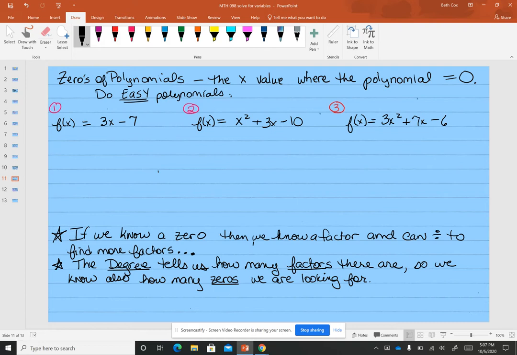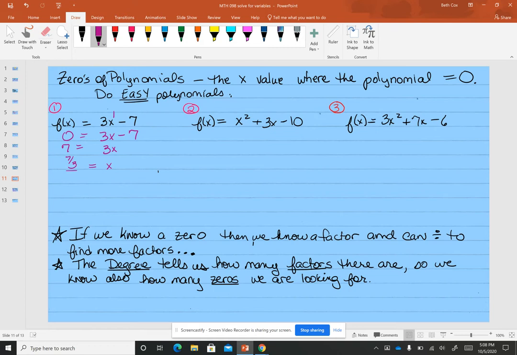Now, first degree, the easy ones, we just set these equal to 0 and solve. And this is easy. Just set it equal to 0 and solve. And so we add 7 to both sides, divide both sides by 3, and we get 7 over 3. This is the 0 of this polynomial. This is a first degree polynomial, and I have 1 0.